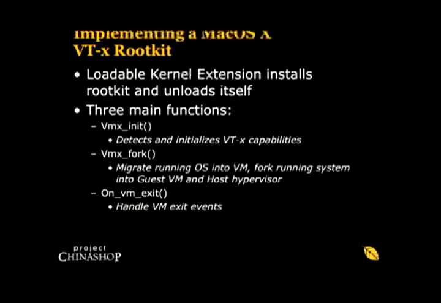Basically, how I implemented this is it's a loadable kernel extension. You load it up, it installs the rootkit, and then unloads itself and lets it keep going. And it's not a lot of code. It's maybe a few thousand lines, if even that. And it's 3 main areas. We have VMX init, which initializes the VMX state of the processor, detects the capabilities, gets everything set up, and then the real magic sauce is in VMX fork.